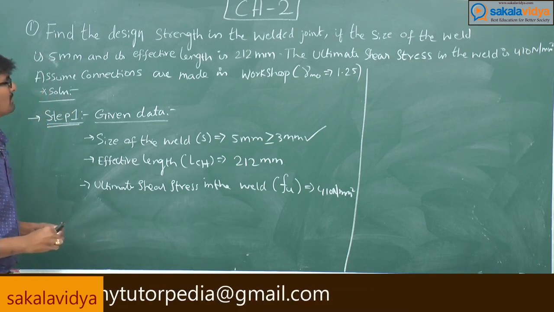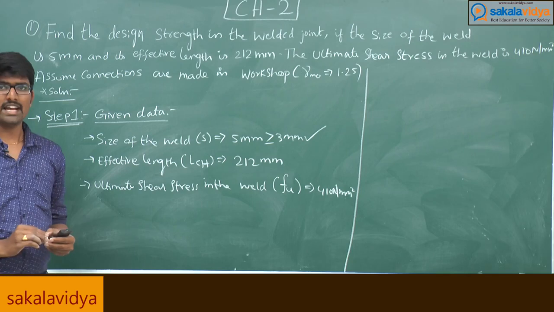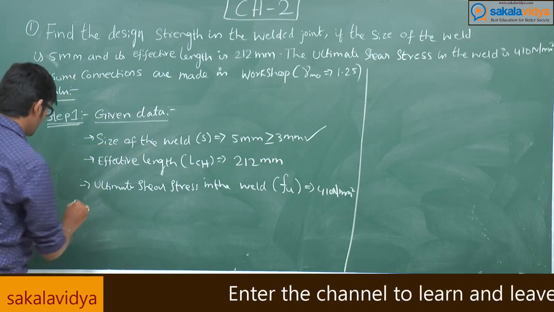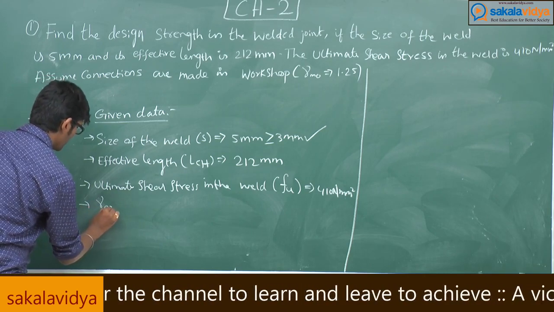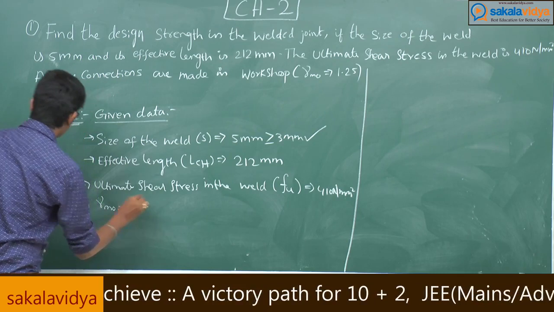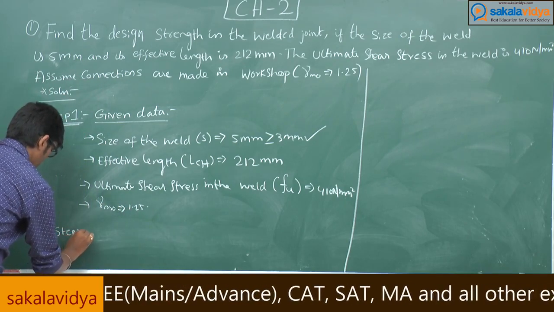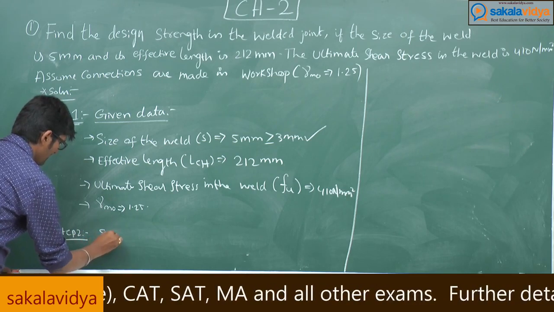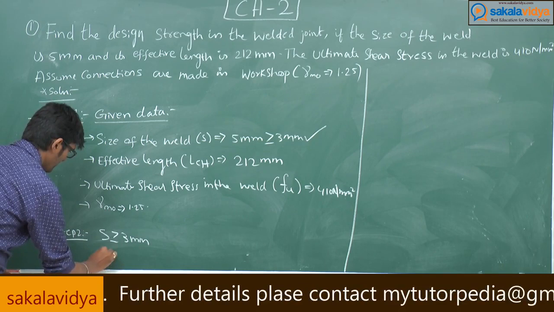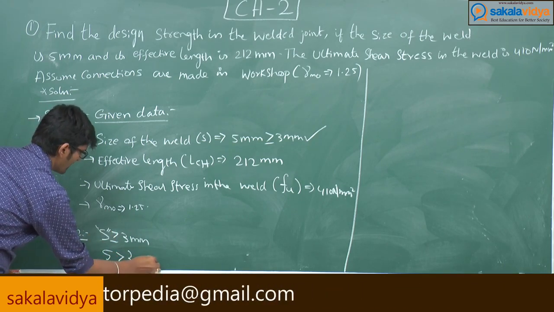And also partial safety factor. The partial safety factor for site means you have to take 1.50, but here it is given as workshop. So gamma is equal to how much? Gamma is equal to 1.25. So step 2, size of the weld must be greater than or equal to 3 mm, that is 5 is greater than 3 mm, hence it is valid.